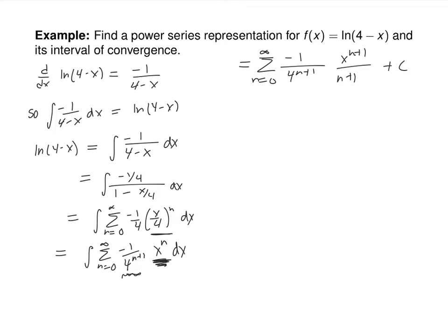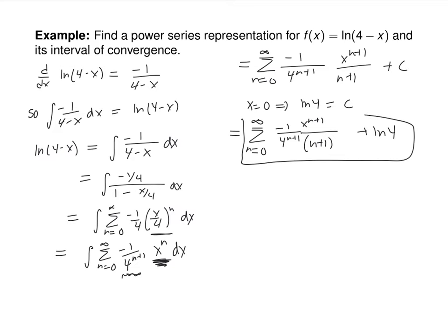Now let's figure out what that c is. When you input x equals 0, we get ln 4 equals c. So our power series representation is the sum from n equals 0 to infinity, negative 1 over 4 to the n plus 1 times n plus 1, and the numerator x to the n plus 1 plus that ln 4 hanging out on the end. So that's one way.